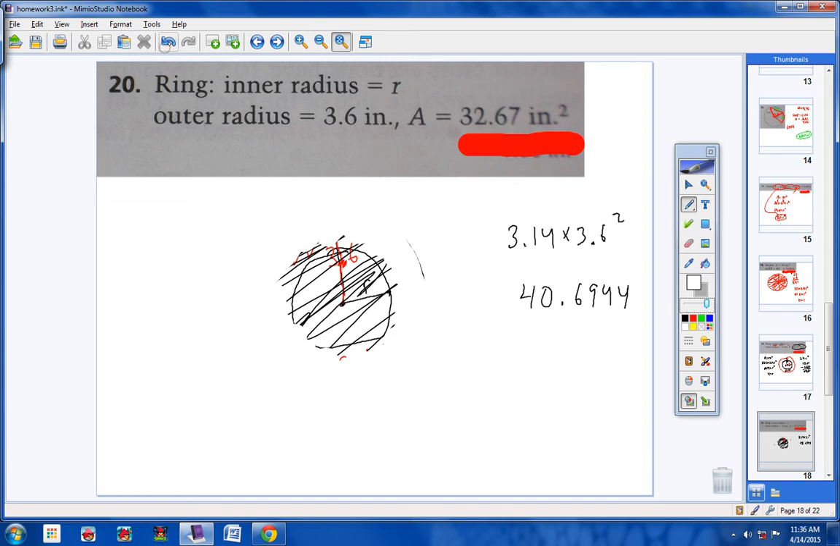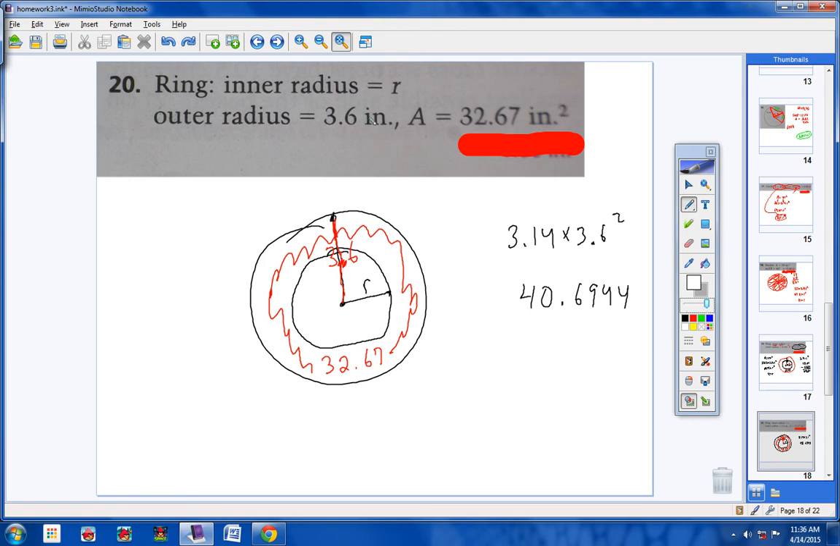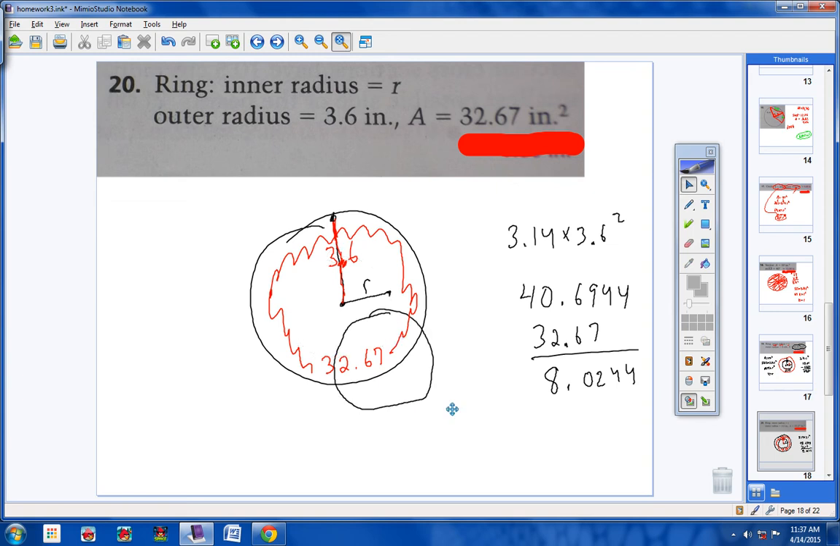So I'm going to go ahead and do that this time. I'm going to subtract out this outer ring, which is 32.67. And let's see what we get. 8.0244. So there I just found the area of this inner circle right here. This circle has an area of 8.0244. And what I'm trying to solve for now is the radius.